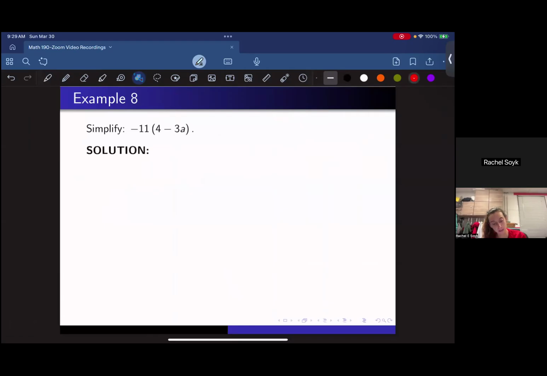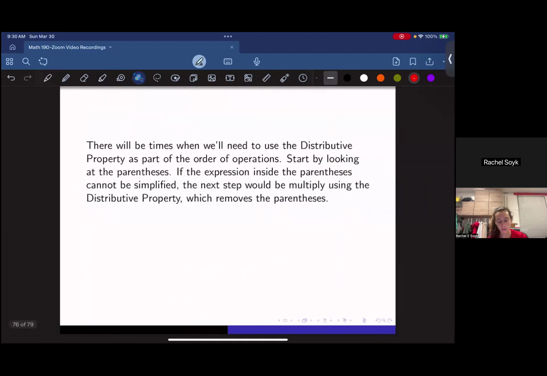Do another example together. Negative 11 times positive 4 is negative 44. Negative 11 times a negative 3a. Negative times a negative is a positive, so we have positive 33a. And we're done. So we're getting pretty good with distributive property.